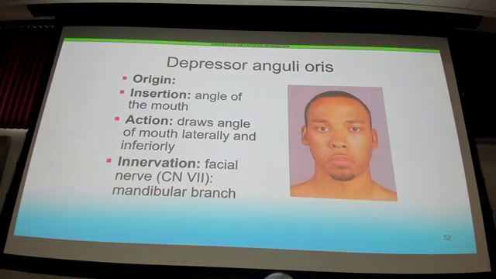All right, the depressor of the angles of the mouth. That kind of tells you what it does, because it draws the angle of the mouth inferior and lateral. Remember, I said a lot of them insert at the angle of the mouth. So that's going to draw that down, kind of like your sac. It's also by the mandible, so that's mandibular branch.